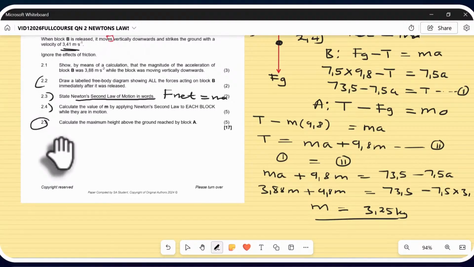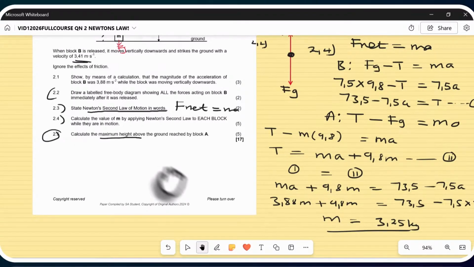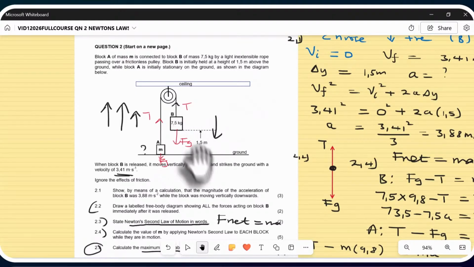On block A. So now block A is going to be in free fall. But at that particular time, they have the same velocity. I repeat, when block B hits the ground, maybe block A would be somewhere around here. Our block M, block A, somewhere around here.